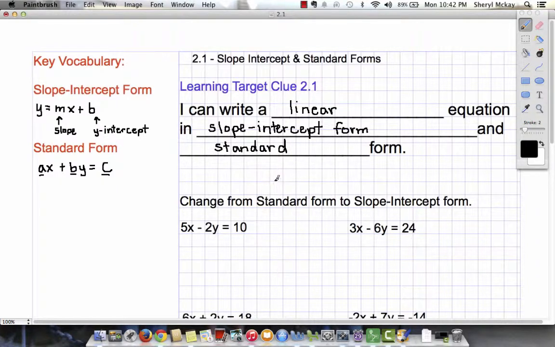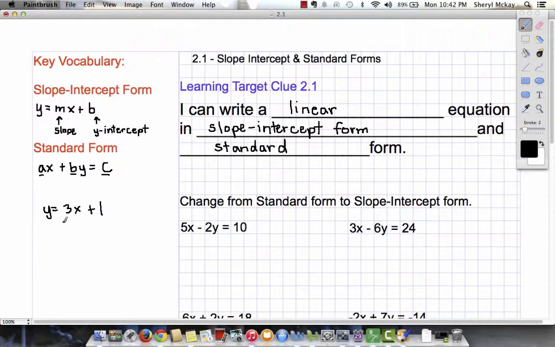Now, one of the things that I want you to think about as you're looking at equations is being able to identify whether it's in slope-intercept form or whether it's in standard form. So let's look at a few. Let's look at y equals 3x plus 1. And let's decide whether that's in slope-intercept form or whether it's in standard form. Which do you think it is?